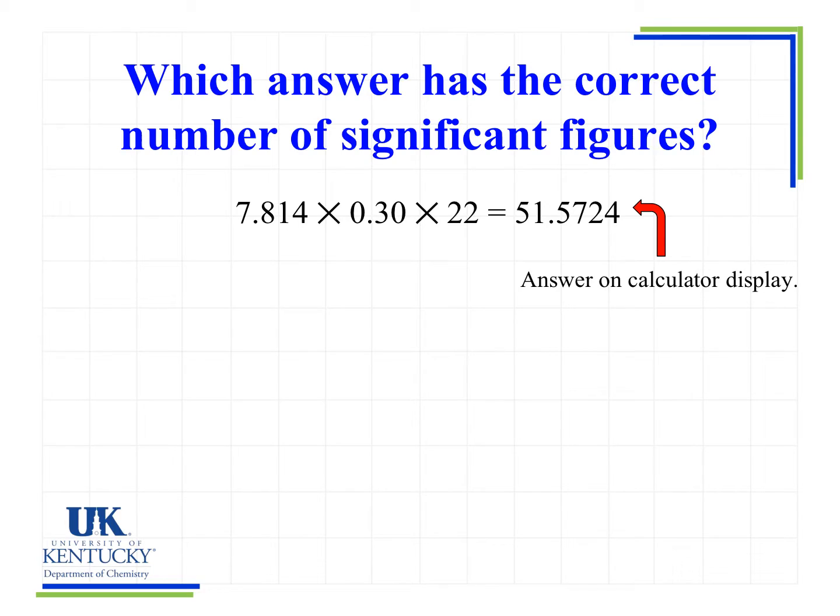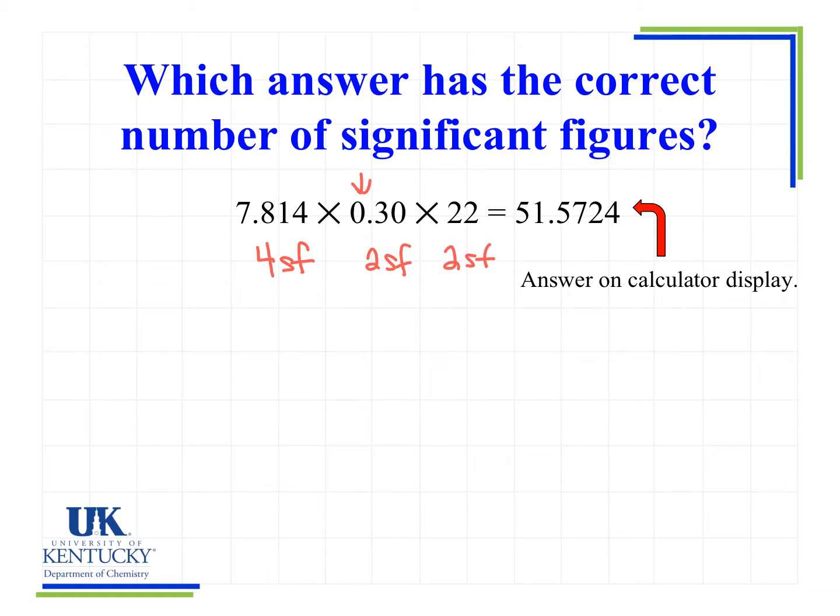So here's one for you to try. Which answer has the correct number of significant figures? We're giving you the calculator answer here. You need to pick the correct answer. When I look at my 7.814, we have 4 sig figs. 0.30 has 2 sig figs. Remember, this first 0 is just a placeholder 0. The 0 at the end is after the decimal point, so it is significant. And then 22 also has 2 sig figs.